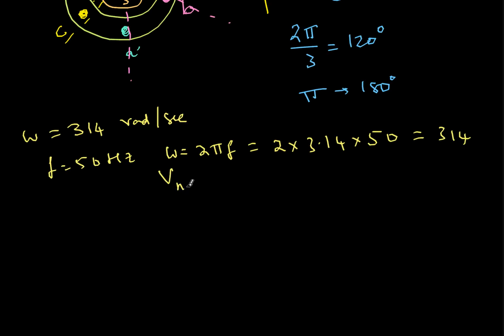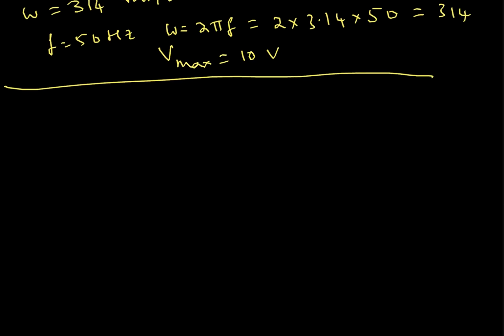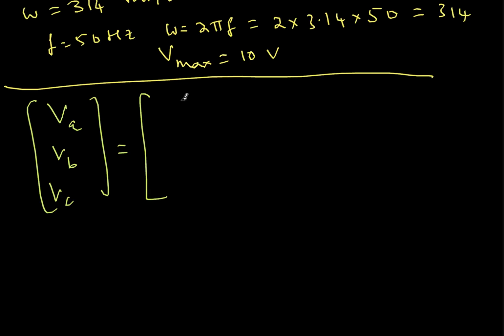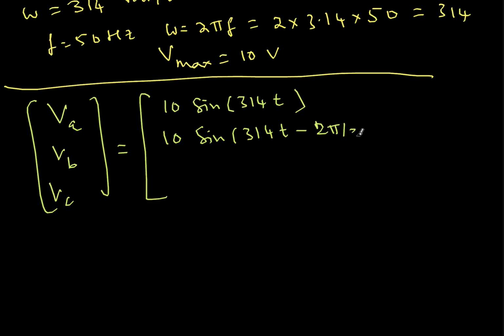Similarly, let's take V max as 10 volts. So if I have three voltages described by equations like this, that is VA, VB, VC, I'm just writing it in the form of a matrix: 10 sine 314 t, 10 sine 314 t minus 2 pi by 3, 10 sine 314 t minus 4 pi by 3.